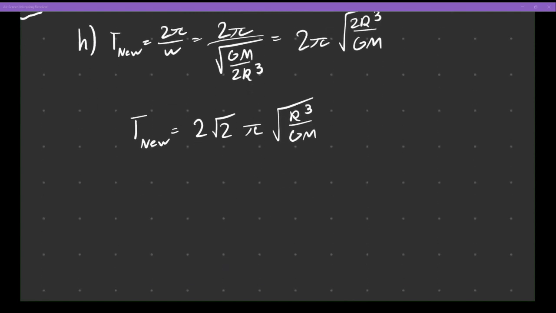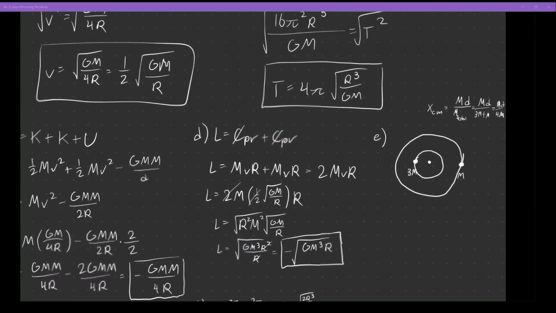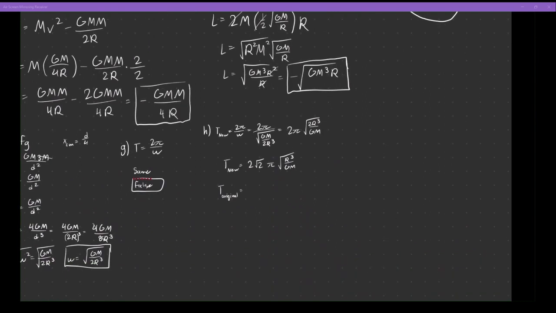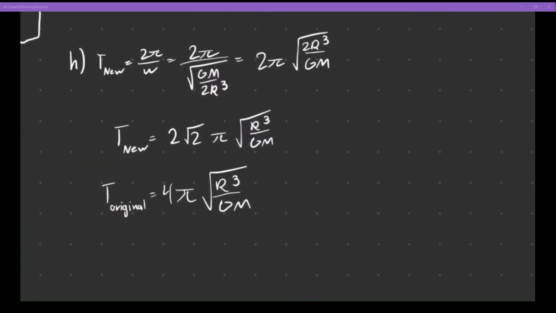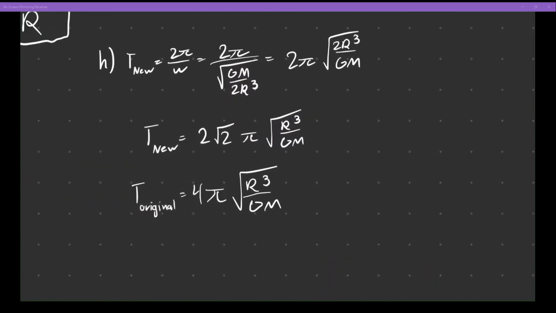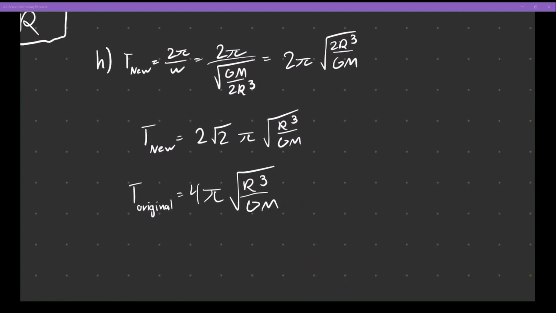But then I know that the T original that we found earlier in the question was equal to 4 pi radical R cubed over GM. And then just looking at it, you know that T original is bigger than T new because of the coefficient in the front. So then I know that the T has actually decreased. That's the answer for part H.